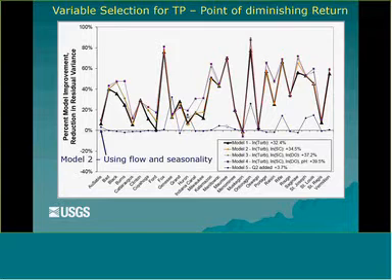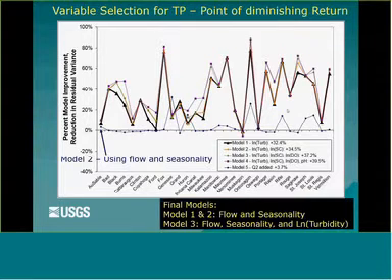Then we added specific conductance, and that brought it from an improvement of 32 to about 34%. So not much improvement. Then we added DO, got a couple more percent, and pH got a couple more percent. But really this was a point of diminishing return. We're adding these variables, we're getting very little improvement. So with that, we came up with the basic models that we considered for total phosphorus. For model 1 and 2, it was just flow and seasonality. And for model 3, it was flow, seasonality, and log turbidity.